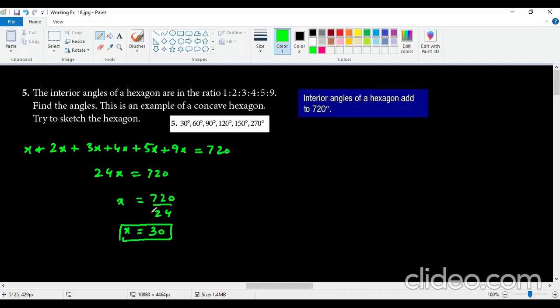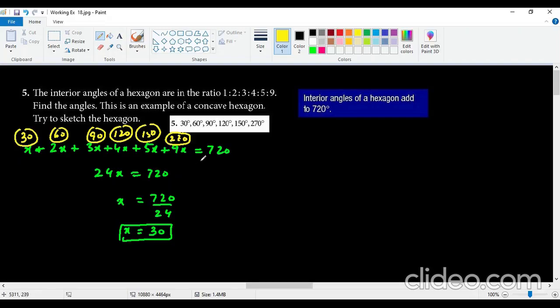So when you look at this carefully, the first angle is going to be 30, and this is double of x, which is 60, and this is 3 times 30, which is 90. This is 4 times 30, it's going to be 120. This is 5 times 30, it's going to give us 150, and 3 times 9 is 27. So 270 is the sixth angle of this hexagon.